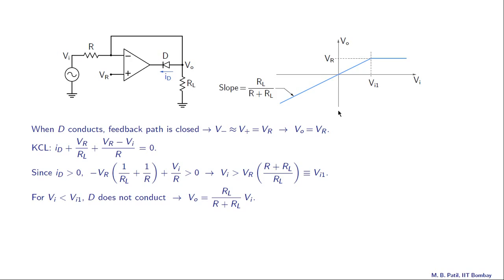Here is the graph of Vo as a function of Vi. This is the Vo axis, that is the Vi axis. If Vi is greater than Vi1, that means this region, Vo is equal to Vr, a constant. Otherwise, we have this straight line which passes through the origin and has a slope of RL by R plus RL. So this circuit is also a clipper, and it clips voltages which are greater than Vi1. And once again, as a special case, let us consider RL to be much larger than R. In that case, our Vi1 is equal to Vr because this factor becomes equal to 1, and the slope of this straight line also becomes equal to 1.